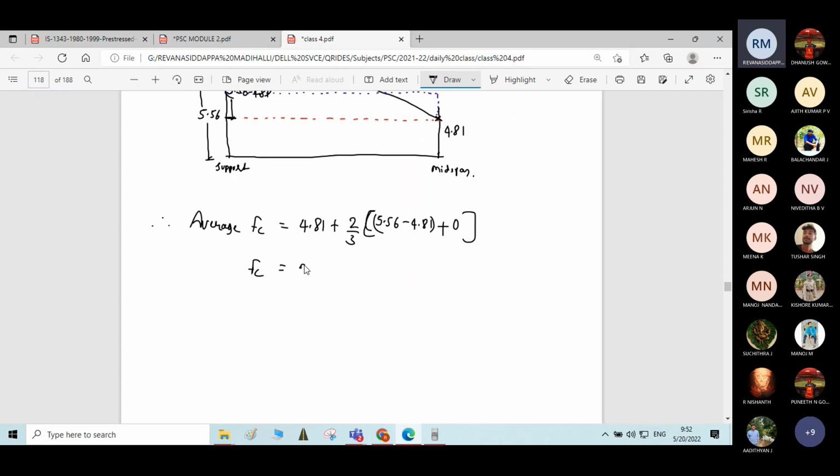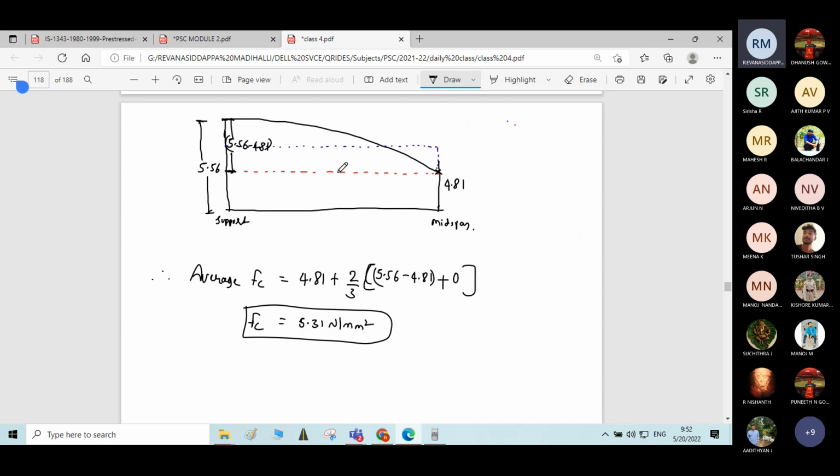FC is equal to 5.31 Newton per mm square. I hope you all understood this calculation. See, up to here no problem, 4.81. Then what we have done, this parabola we have converted into an equivalent rectangle. How to convert this into an equivalent rectangle? 2/3 of average height on both sides.